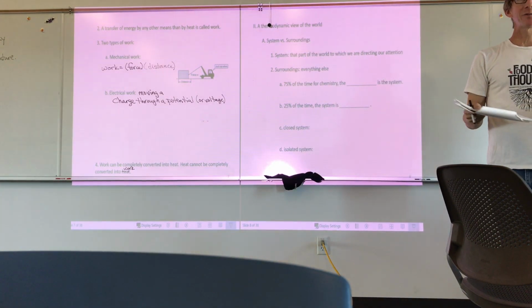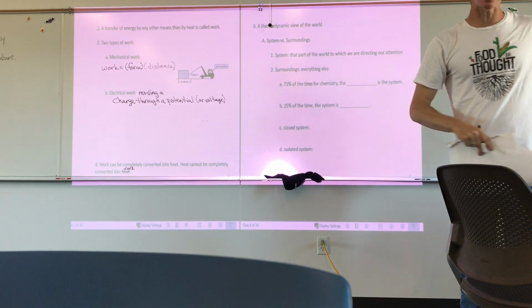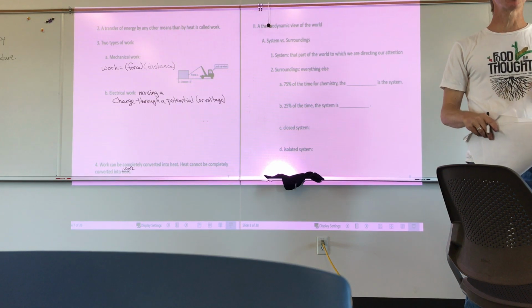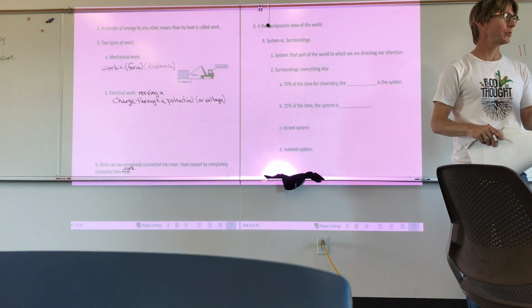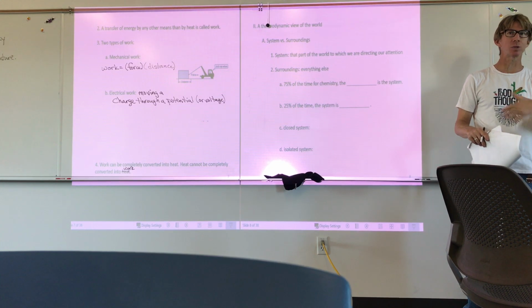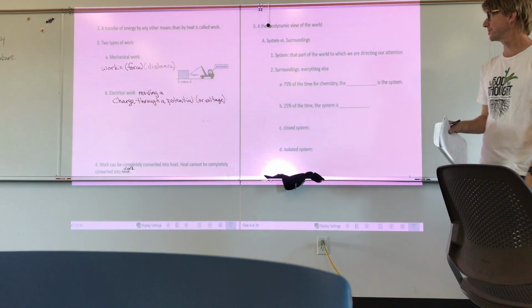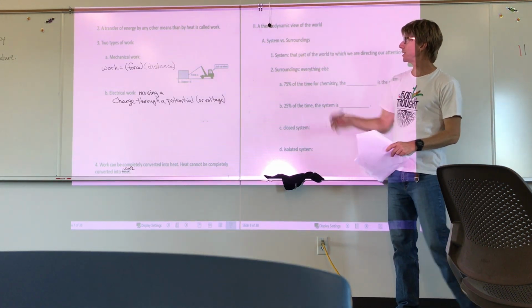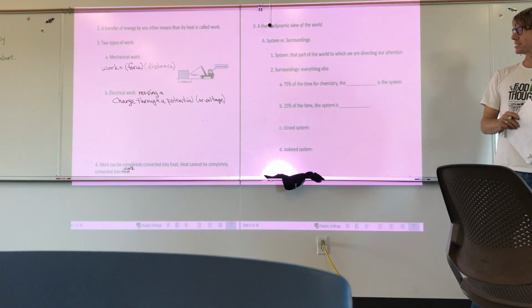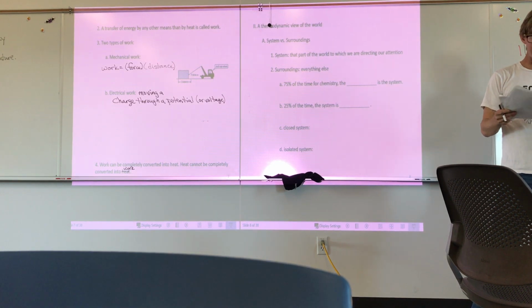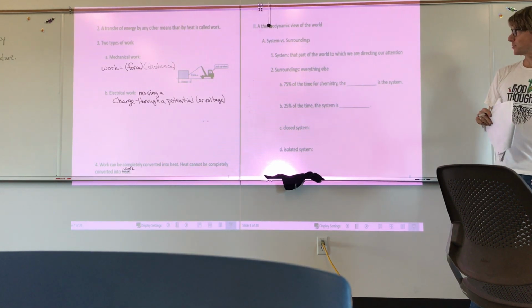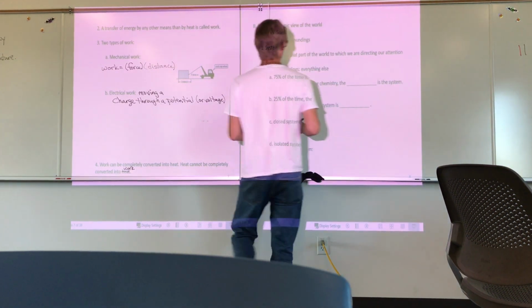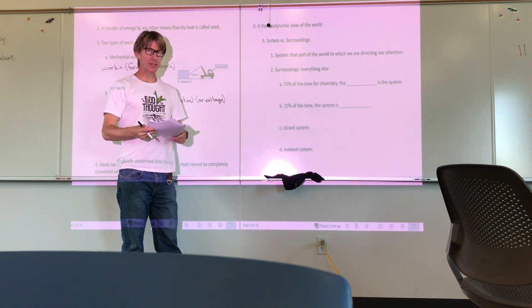Now, contrary to Chapter 5, in Chapter 5 we did all the calculations first, and then we talked about theory. Here we're basically building up some theory of what heat is, what energy is, what types of energy, and then we'll do calculations. Slide number 8, number 2, a thermodynamic view of the world. There is a system, and there are the surroundings. The system is the part of the world in which we are directing our attention. Surroundings, everything else.